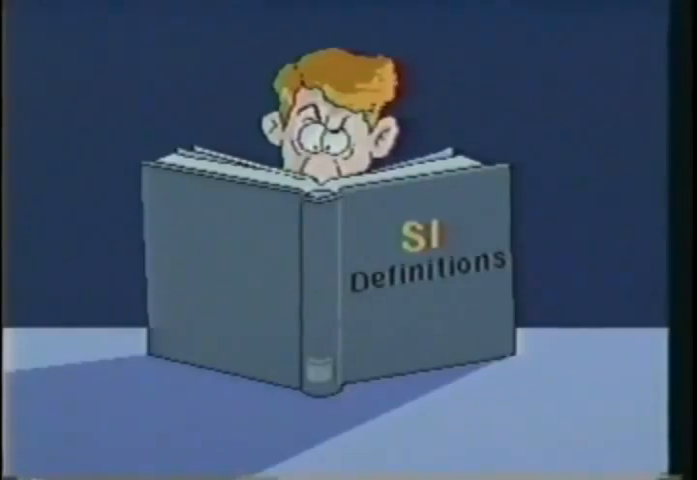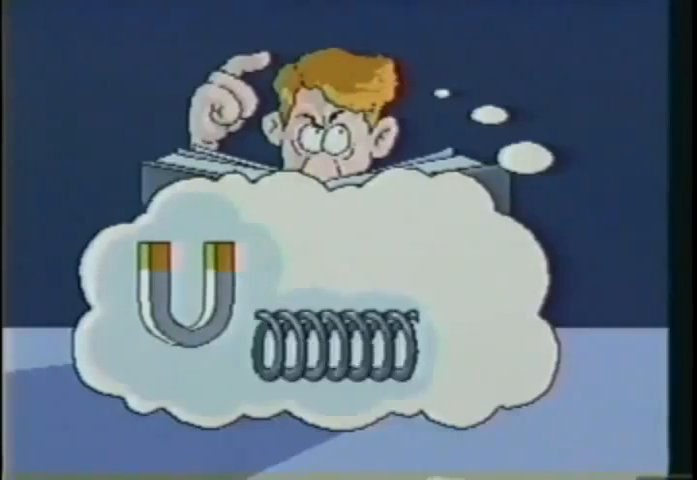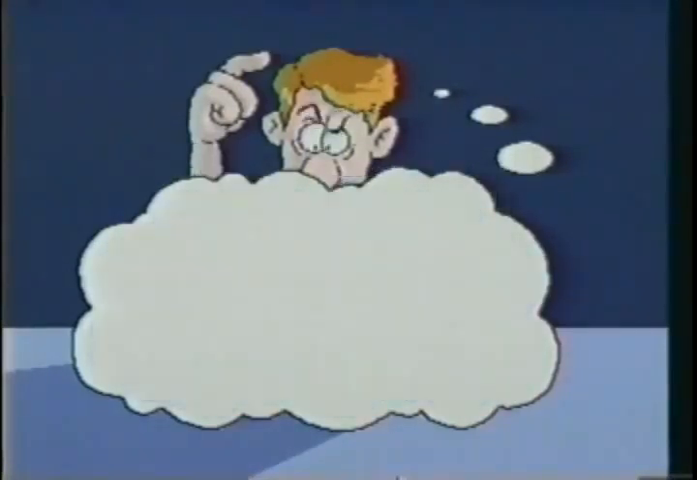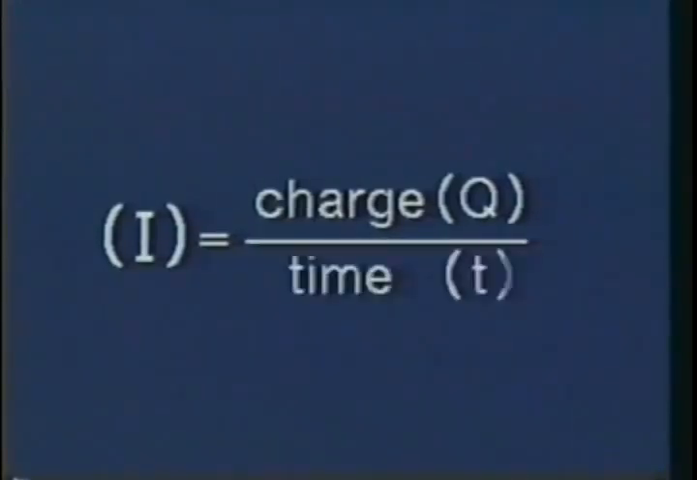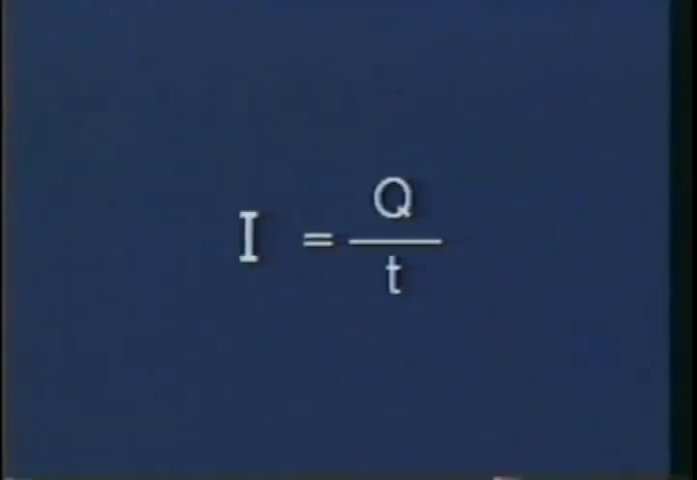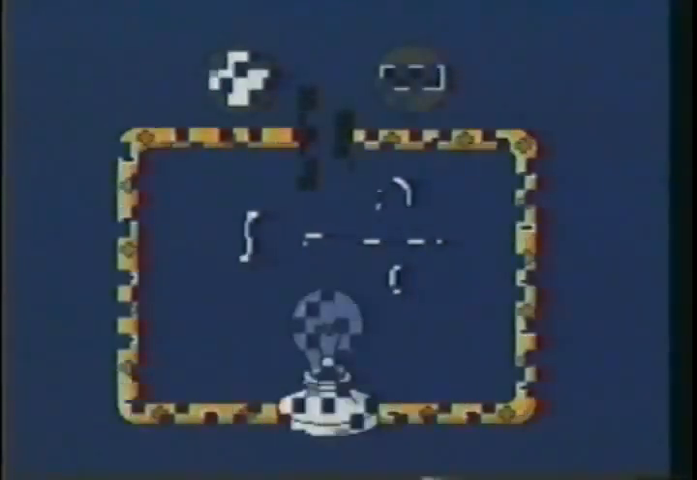In the modern metric system, the unit for current is defined in terms of the magnetic field it produces. In this program, however, we will define the unit for current in a more traditional way that is easier to visualize. Current is defined as the amount of charge that passes a specific point divided by the time it takes to do so. This equation is usually abbreviated to look like this.